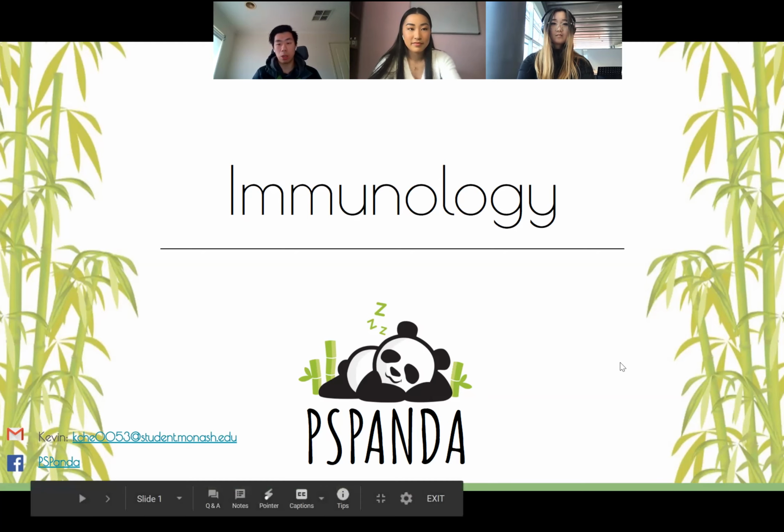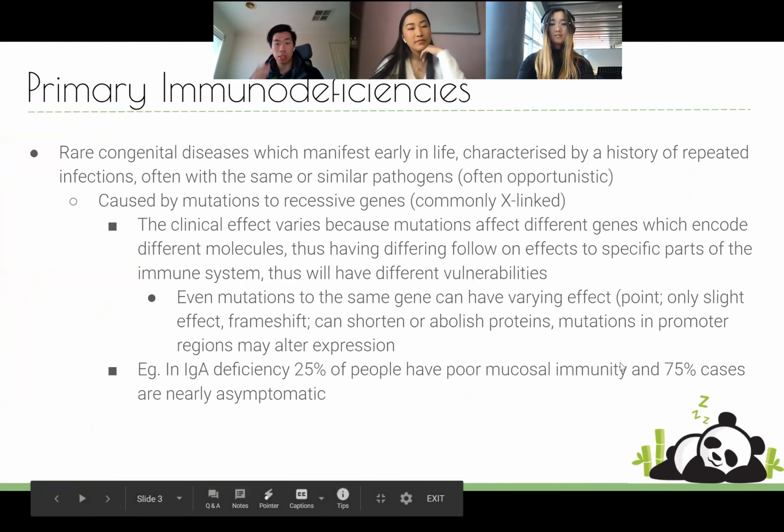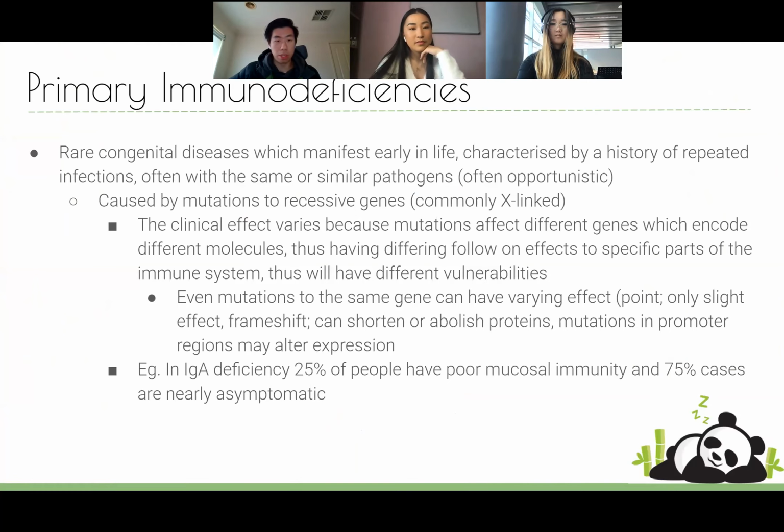But let's get started. So immunodeficiencies. There are kind of two groups, primary and secondary immunodeficiencies. Primary are the ones they talk about most because those are the weird and wacky conditions you can get. Basically, they're rare congenital disorders that present quite early with multiple infections. As you'd imagine, if they have a terrible immune system, they're going to get infections. And it's mostly caused by mutations to recessive genes.